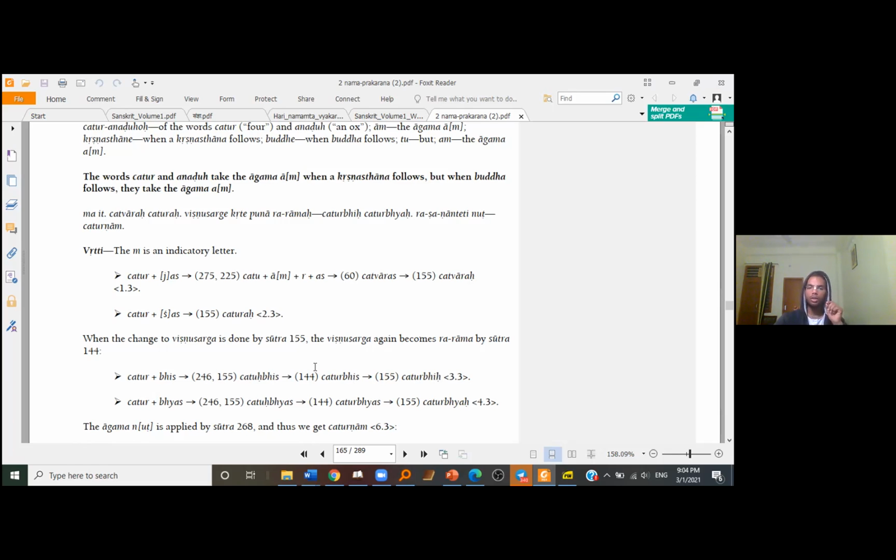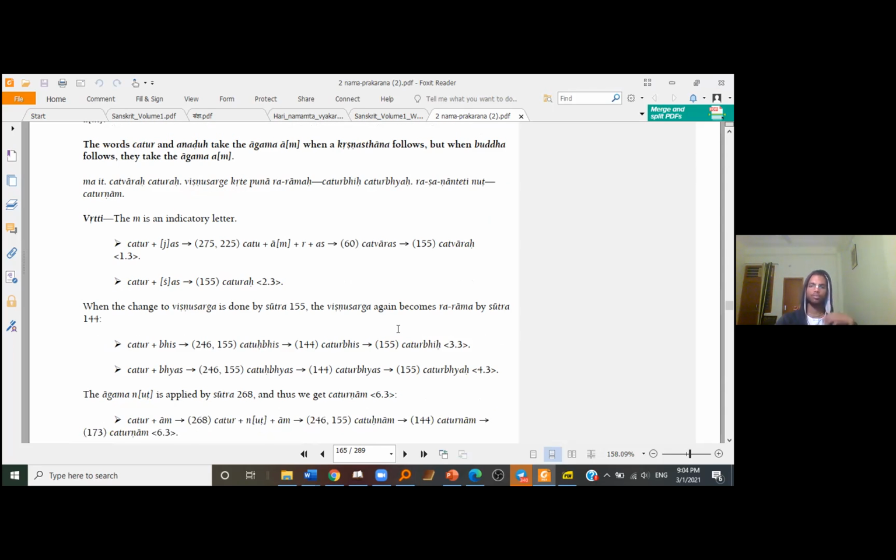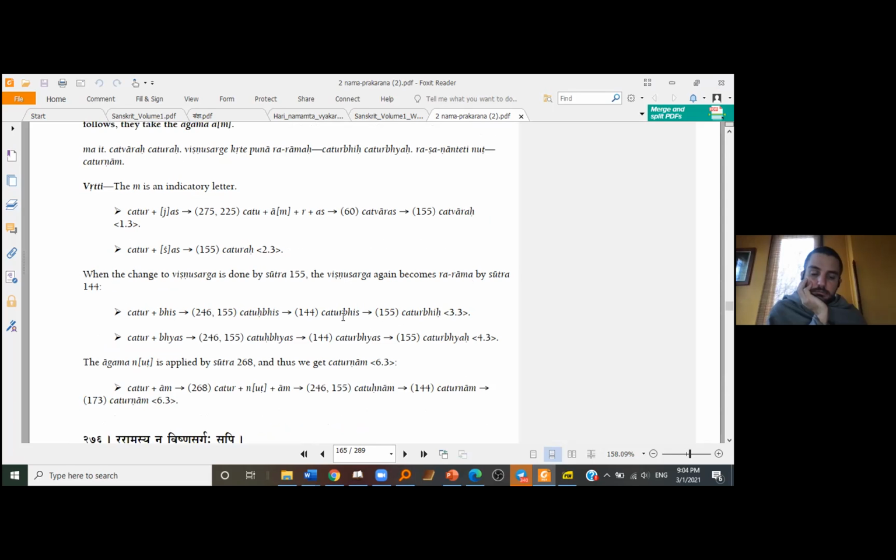Now, one may question: when it was Chaturbhis and we want Chaturbhis, the proper form is Chaturbis, then what was the need of doing this? It's simply that the sutras which technically have to be applied, even though the forms remain the same, we have to apply them. We should not be lethargic in not applying them, thinking, what difference will they make?